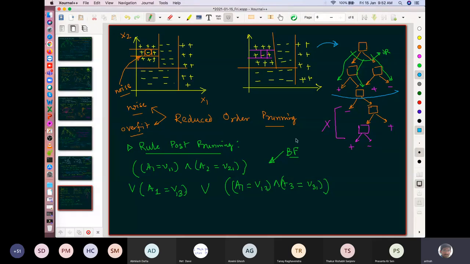We first formulate this formula from the decision tree. In the case of reduced order pruning, you are only allowed to prune the lower part. That means depth-wise, the last formula at the endings you are trying to prune, because this ended with this, ended with this. Now you are allowed to prune these attributes only, not the previous attributes.